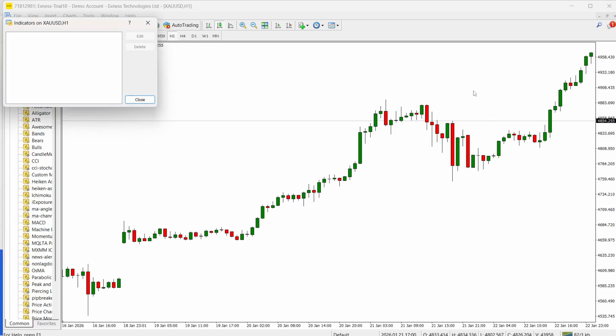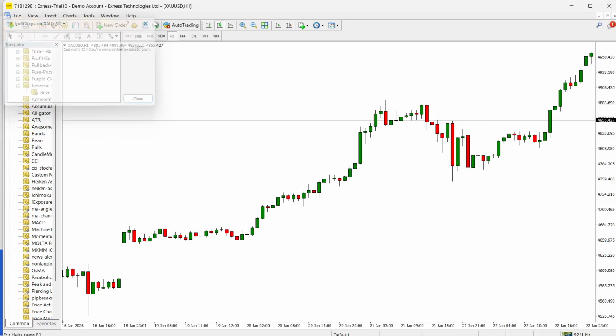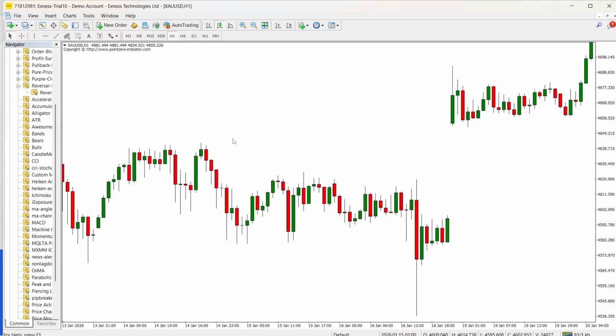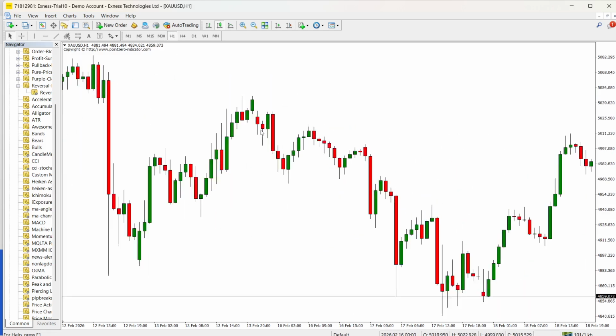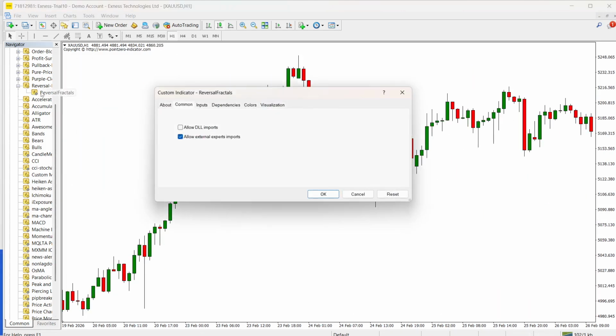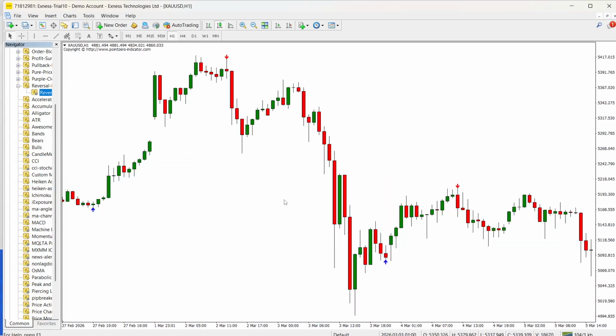Hello traders, in this video we are looking at the PZ Reversal Fractals Indicator for MT4 and MT5. This tool is designed to automatically mark potential reversal fractals on your charts so you can visually identify swing highs and lows where price may be changing direction. At this point I'll load the indicator on the charts so you can see how it looks in real time.